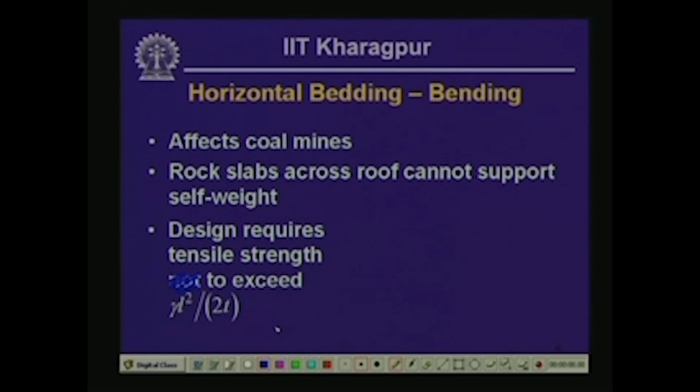The design requires that the tensile strength should exceed gamma L square by 2 T, where T is the thickness of the rock slab at the roof of the tunnel, L is the span, the width of the tunnel, and gamma is the total unit weight of the rock slab. So, if the tensile strength is more than the quantity gamma L square by 2 T, then the slab at the roof of the tunnel is going to remain stable in this case.